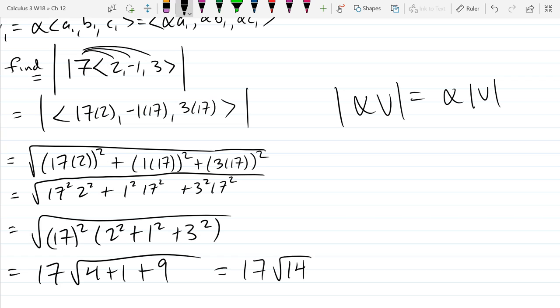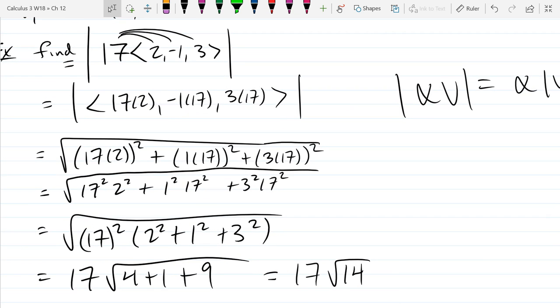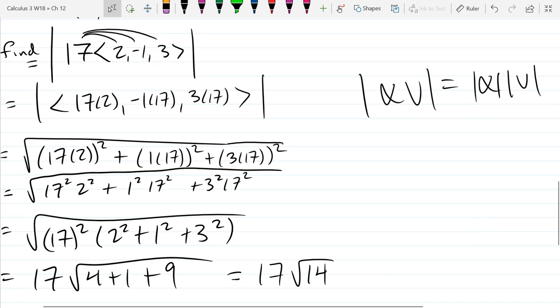Now you need to be a little careful. Our alpha was positive. If I chose negative 17, I would have ended up with positive 17 outside, not negative 17. So there's another absolute value around the coefficient. Our coefficient was positive, so I didn't have to worry about that. But if it was negative, it would come out as positive.